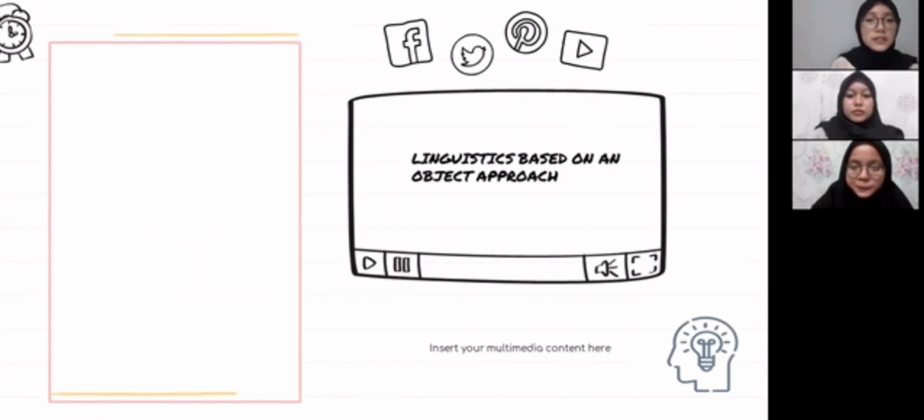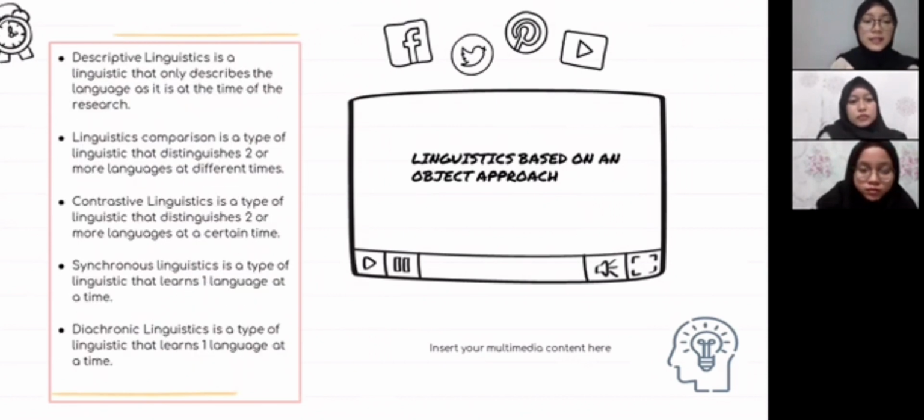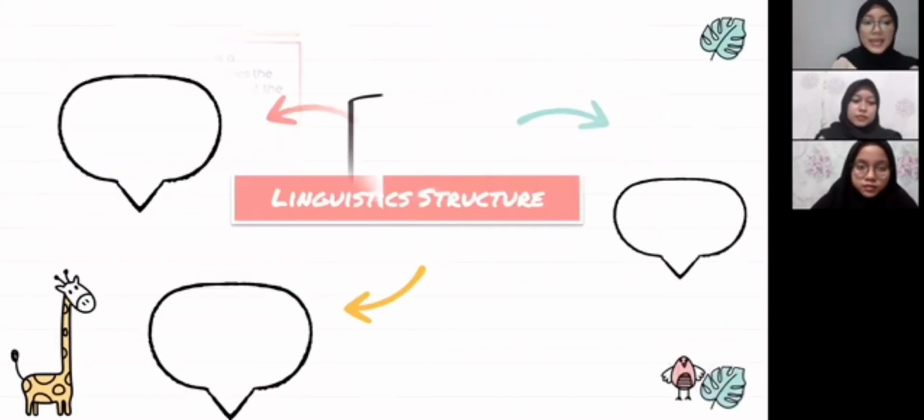Here there is linguistics based on an object approach. First, there is descriptive linguistics, which only describes the language as it is at the time of the research. Comparative linguistics is a type of linguistics that distinguishes two or more languages at different times. Contrastive linguistics is a type of linguistics that distinguishes two or more languages at a certain time. Synchronic linguistics is a type of linguistics that learns one language at a time. And the last, diachronic linguistics is a type of linguistics that learns one language at a time.